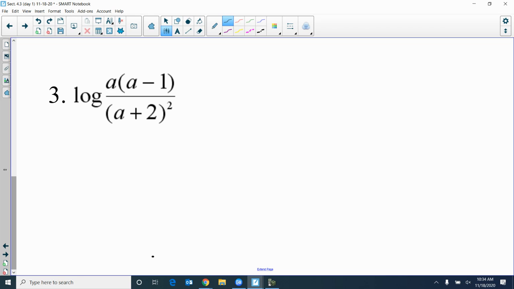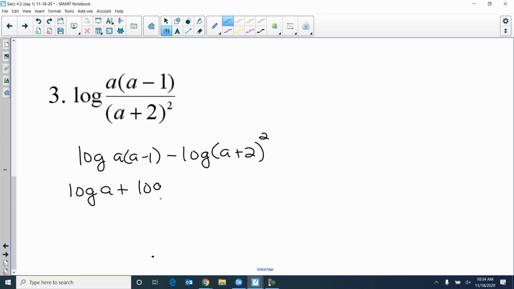Okay, got a quotient. Go ahead and make it the log of the numerator minus the log of the denominator. Log of A times A minus 1. All right, now take a look at each piece. No products, no quotients, no powers. First one has a product, right? So I can make this log of A plus log of A minus 1. Minus, put that 2 out in front. And then you get 2 log of A plus 2.